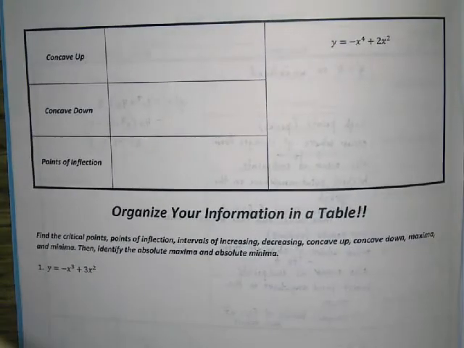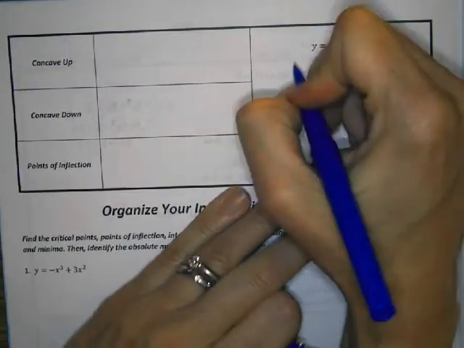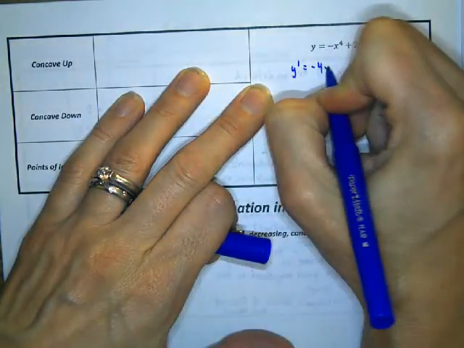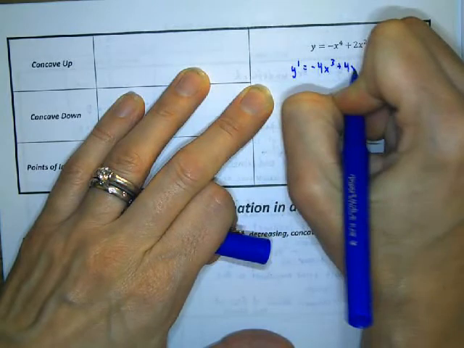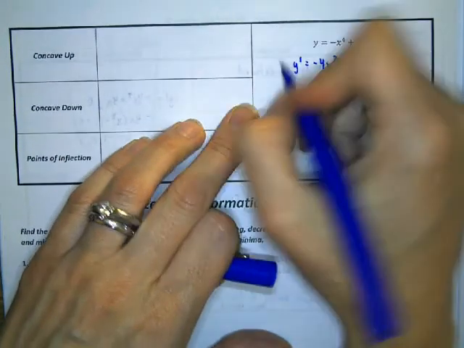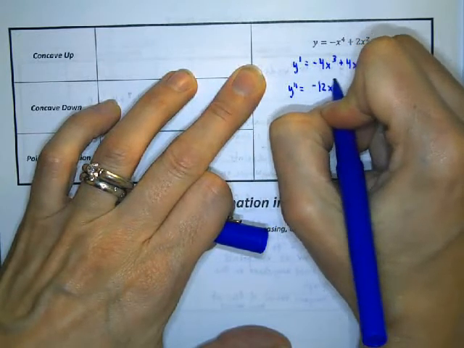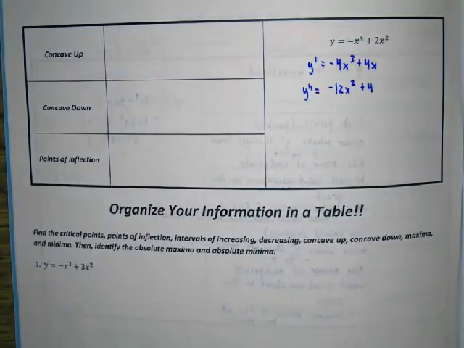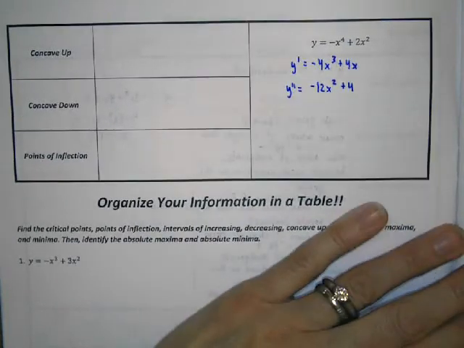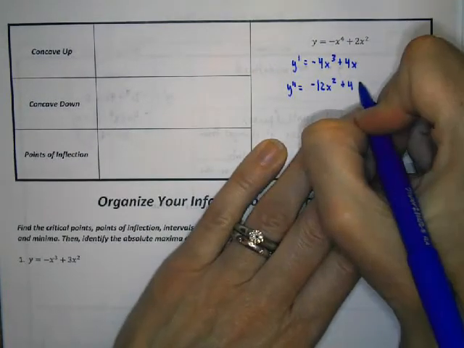I'm going to use blue. We had our first derivative was -4x cubed plus 4x. And so my second derivative is going to be -12x squared plus 4. And again, I want to find where my second derivative is either equal to 0 or undefined.